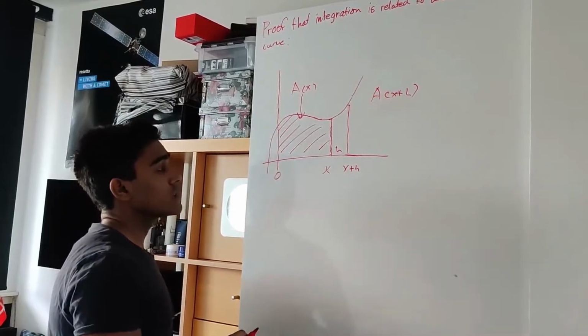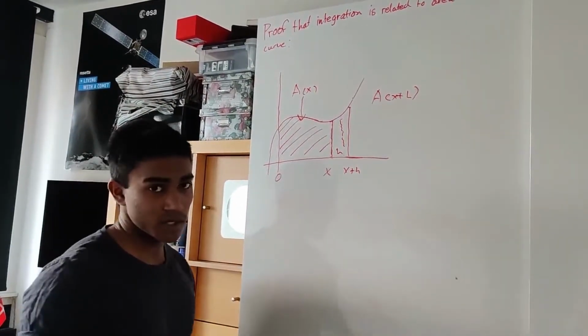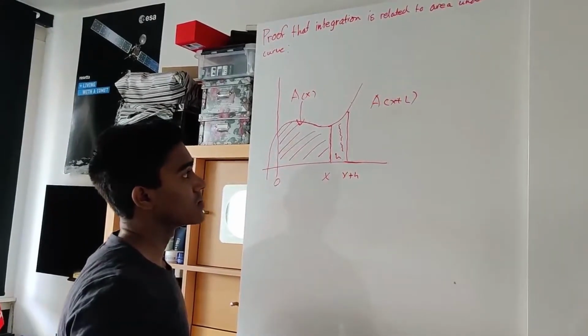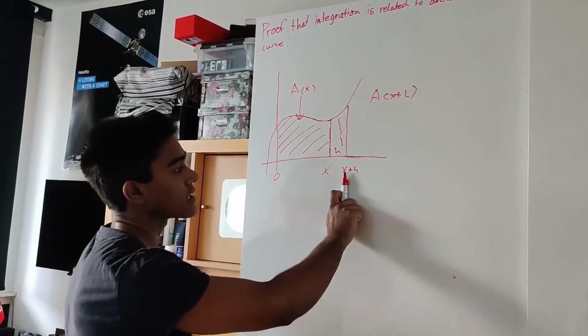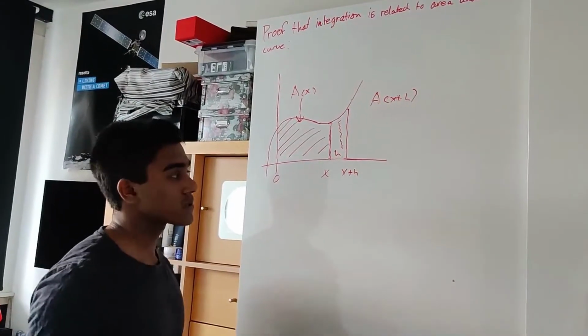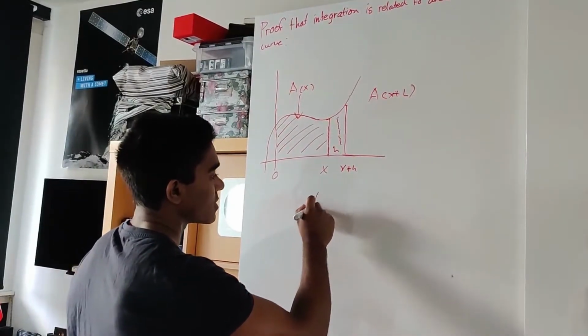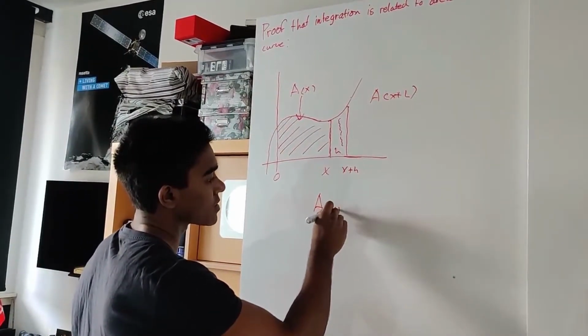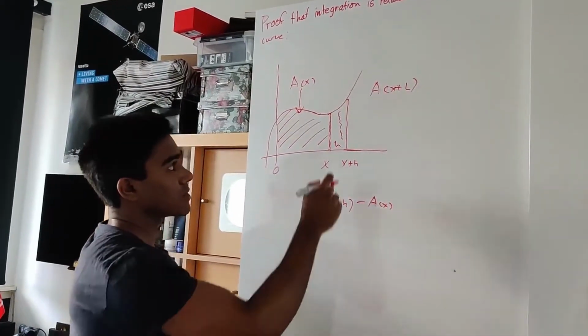Now, if we are to look at this area in here, there are two ways to do it. The first way to do it is simply go out and say, well, we go all the way out till x plus h, and then we subtract the area up till x from it. So we would do that simply by writing A of x plus h minus A of x, and that would be this area in here.